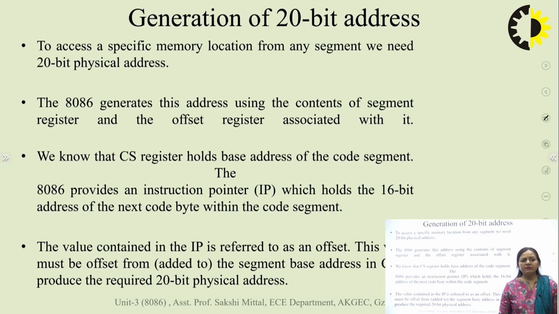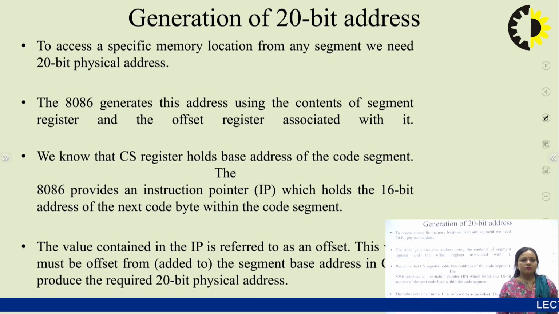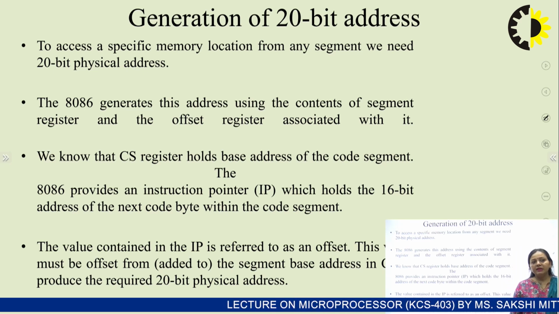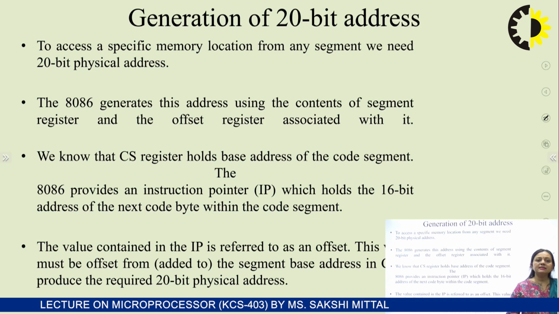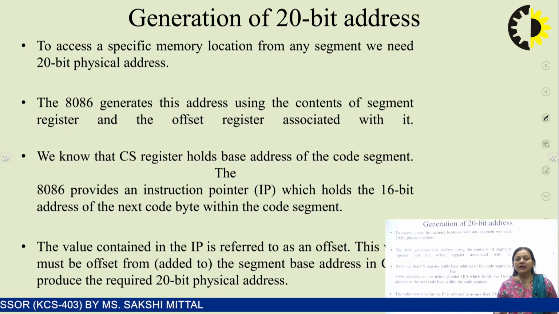Now we come to know that I have a 16-bit segment address and a 16-bit offset address, but how is this 20-bit physical address actually generated? To access a specific location from any segment, we need a 20-bit physical address, and the 8086 generates this address using the contents of the segment register, which has the base address, and the offset register associated with it. So every segment register has a fixed offset or pointer and index register corresponding to it.